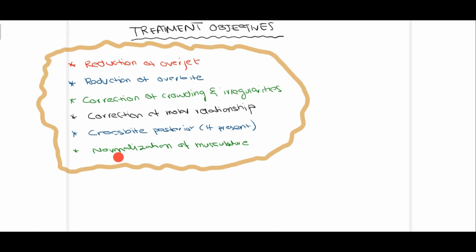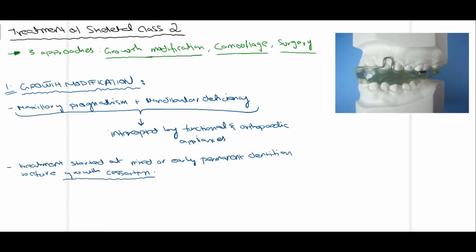And since there are abnormalities around the teeth, the muscles are also disturbed. As we have discussed before, there is hypertonic mentalis muscle. So all of these treatment options also lead to correction of the musculature as well. Now, let's talk about the treatment of class 2 skeletal malocclusion. We have three approaches. It's mostly dependent on the age of the patient.